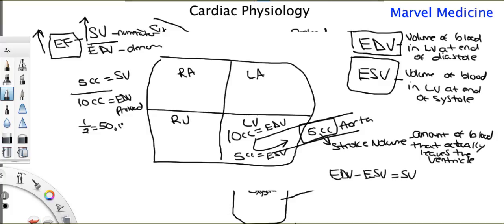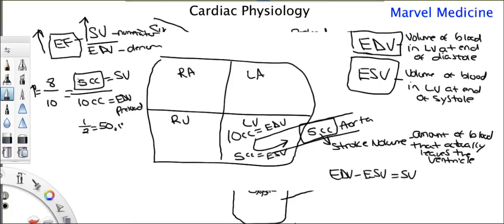That makes sense, right? Because let's say first I had 5 cc's as my stroke volume and 10 cc's as my end-diastolic volume. What if I change that now? Now I increased my stroke volume to 8 cc's, but I left my end-diastolic volume the same. What happened to my ejection fraction? It's 8/10 now, okay? It increased. Why? It's because I increased my stroke volume. Make sense?